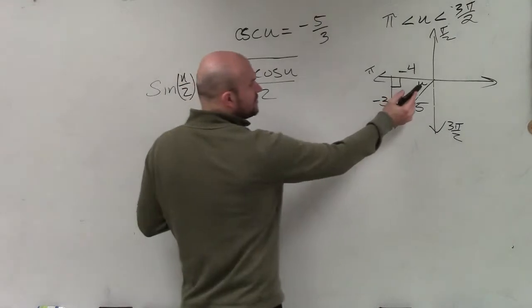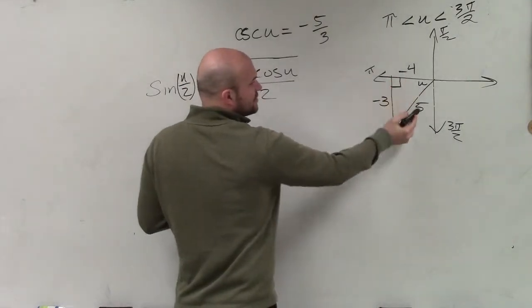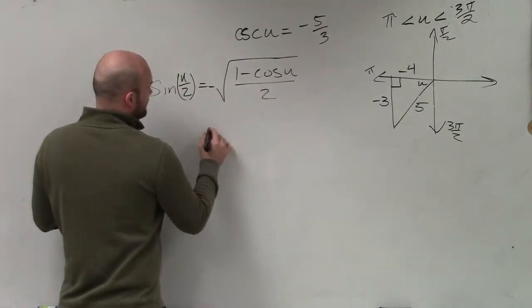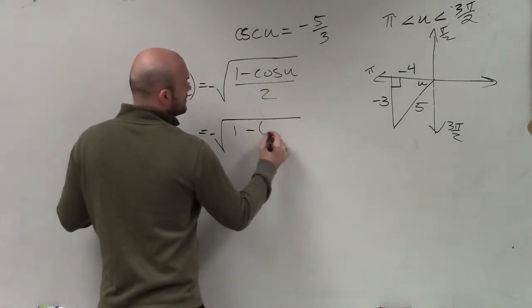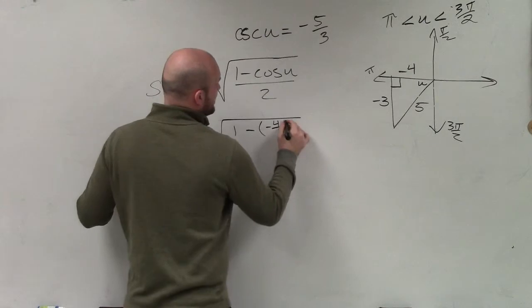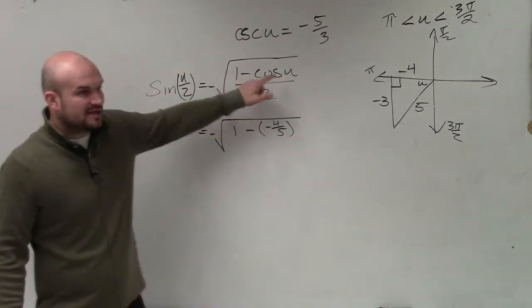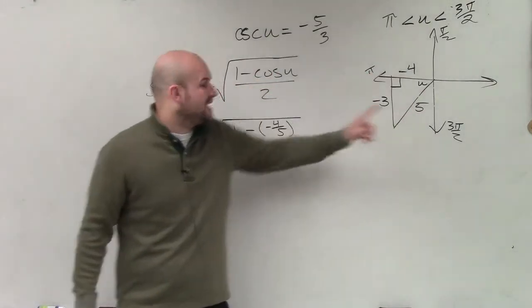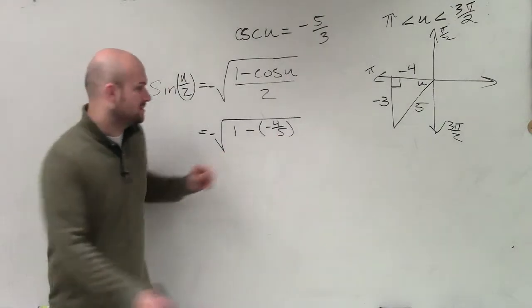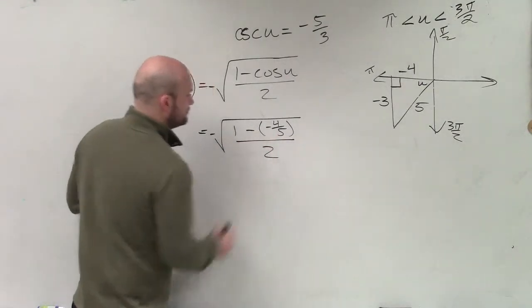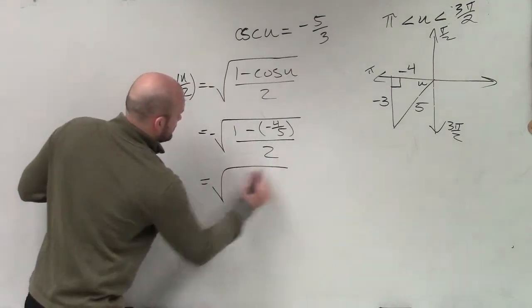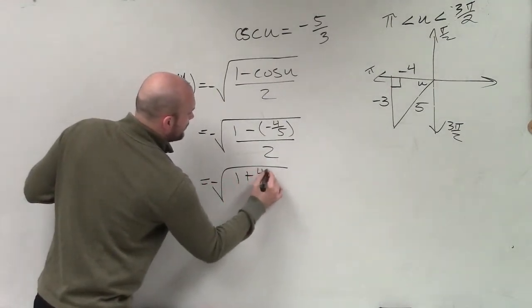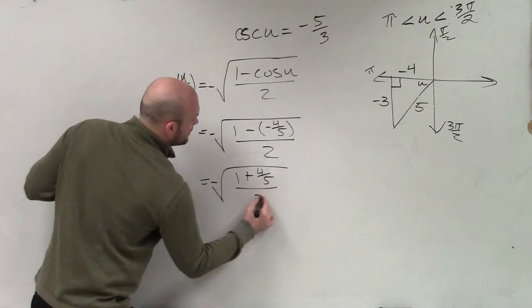Well, cosine of u is going to be adjacent over hypotenuse, right? So therefore, we have negative the square root of 1 minus a negative 4 over 5. OK? Don't forget that cosine of u is negative 4 over 5, and it's minus a negative. And then that's over 2. So I can rewrite that as 1 plus 4 over 5 divided by 2.